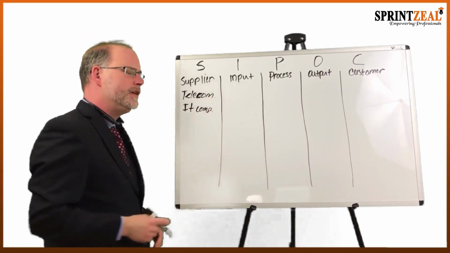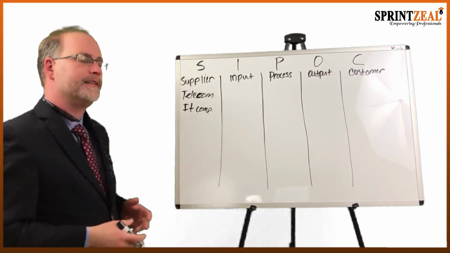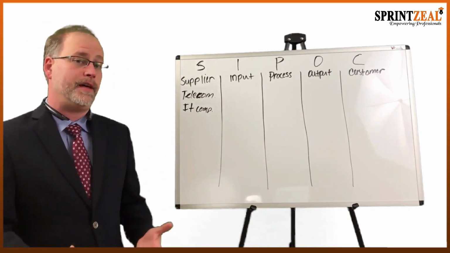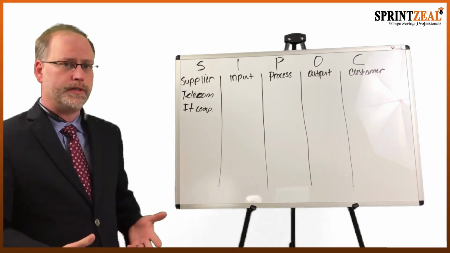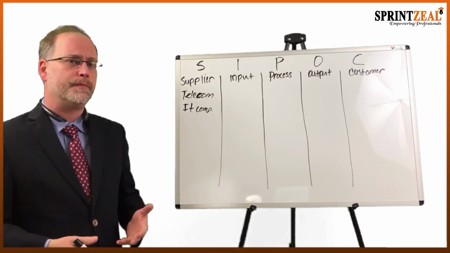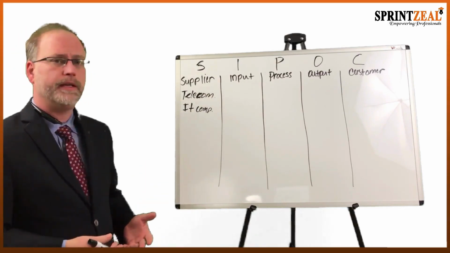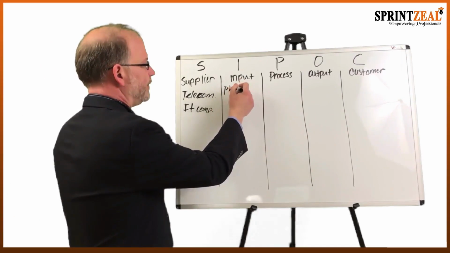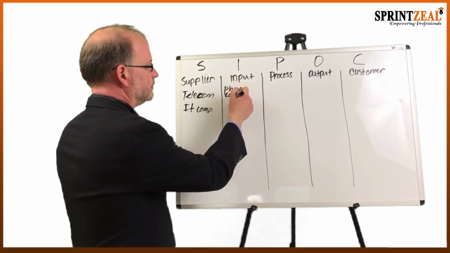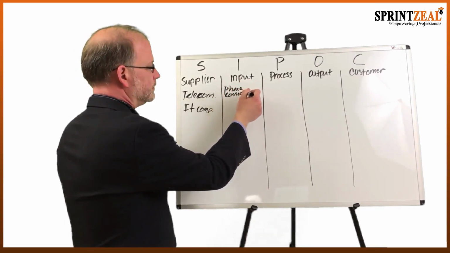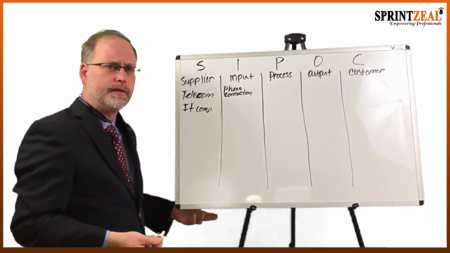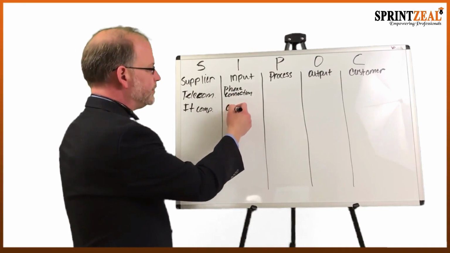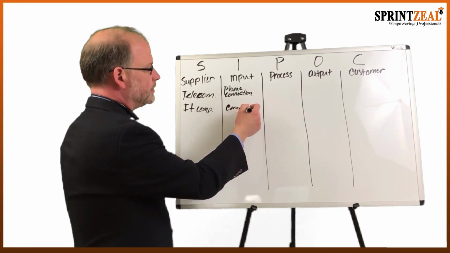Okay? So now that we know who provides us our stuff, we now need to understand what the stuff is that they give us. So this would be our inputs. So one of the inputs, perhaps, that the telecom company gives us is our phone connection. So we're going to write phone connection. Another input that they would be giving us would be our computer or our systems. So the actual computers that we use to process our calls.